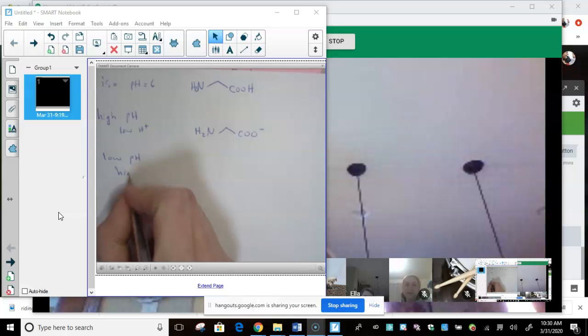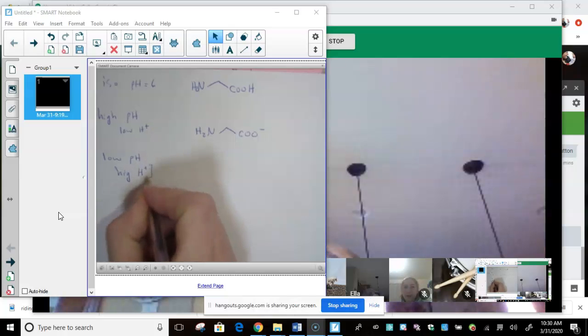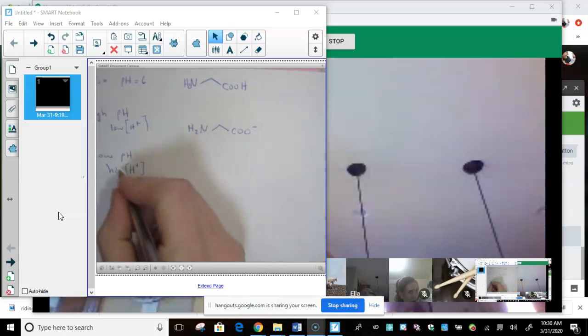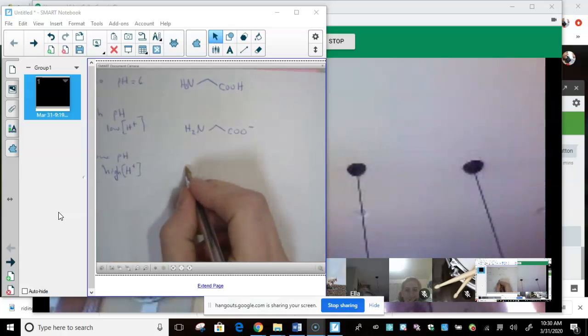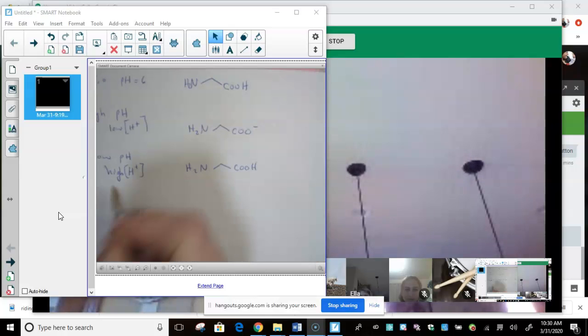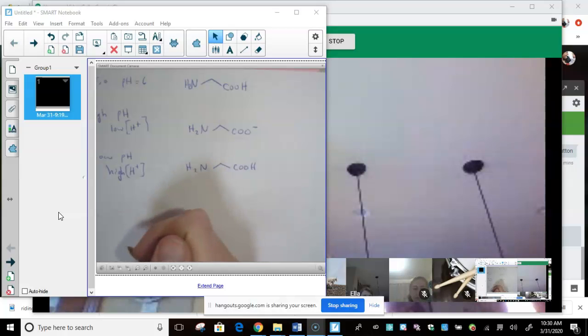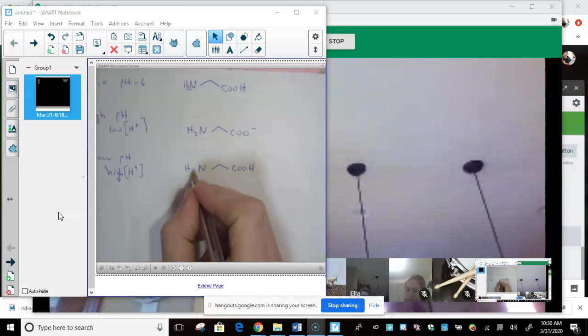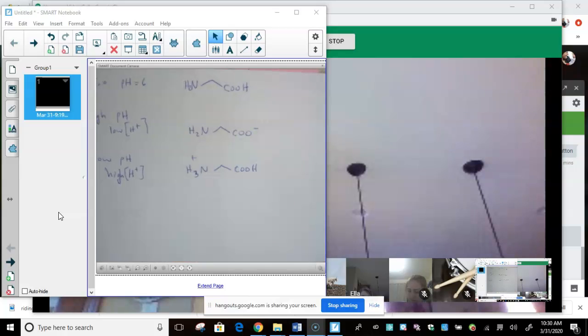And let's do an example of low pH. This is a high H plus environment, technically we put that in brackets. So low pH is going to be less than 6, and that means a high H plus environment. The H plus is going to go into the amino acid and attach to the amine, forming a positive charge.